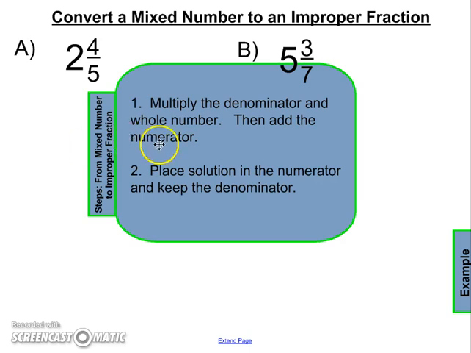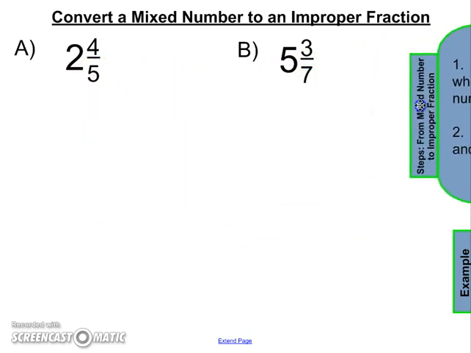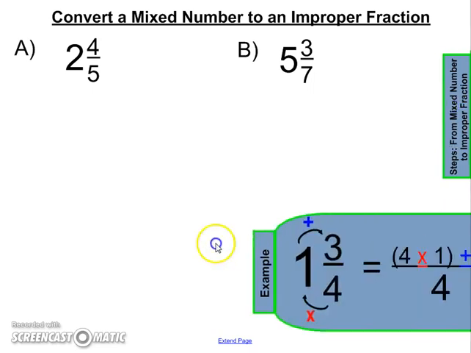So first of all, we're going to multiply the denominator and the whole number. Then, whatever that is, we're going to add the numerator to. That solution is the numerator of your new fraction, your new improper fraction. You will keep the existing denominator as the denominator for your answer. So I already know in A, 5 will be my denominator, and in B, 7 will be my denominator.